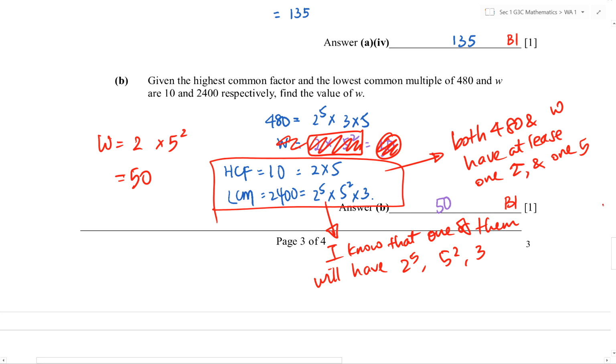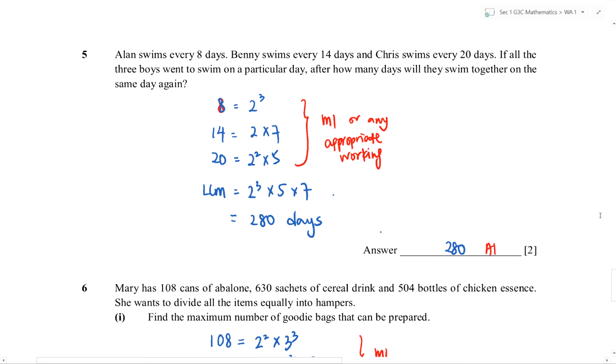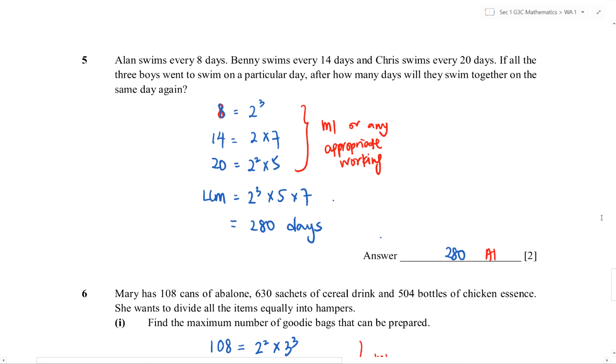So based on this, oh no, there's another page. Okay, so question 5. We have 3 boys going to swim every 8, 14 and 20 days. Then they go and swim on a particular day. This is an LCM question. As long as you rewrite the 3 numbers in terms of prime factors and you start finding the LCM, you get a total of 2 marks.